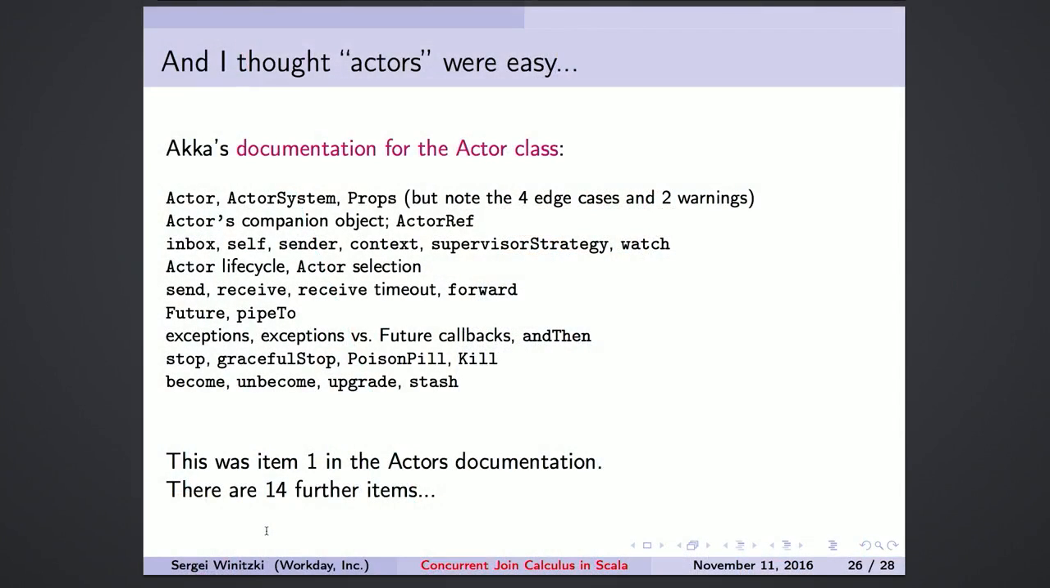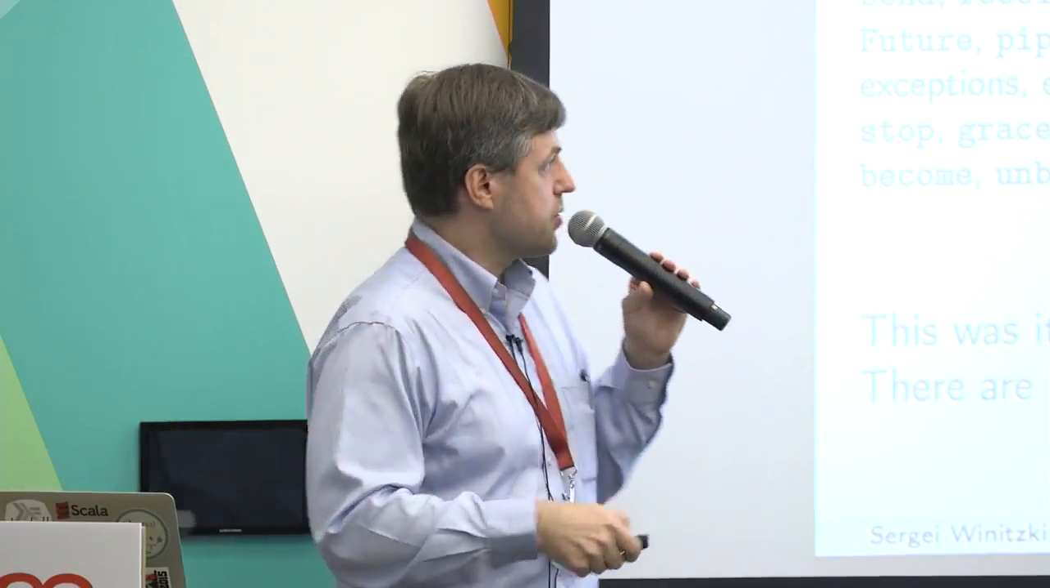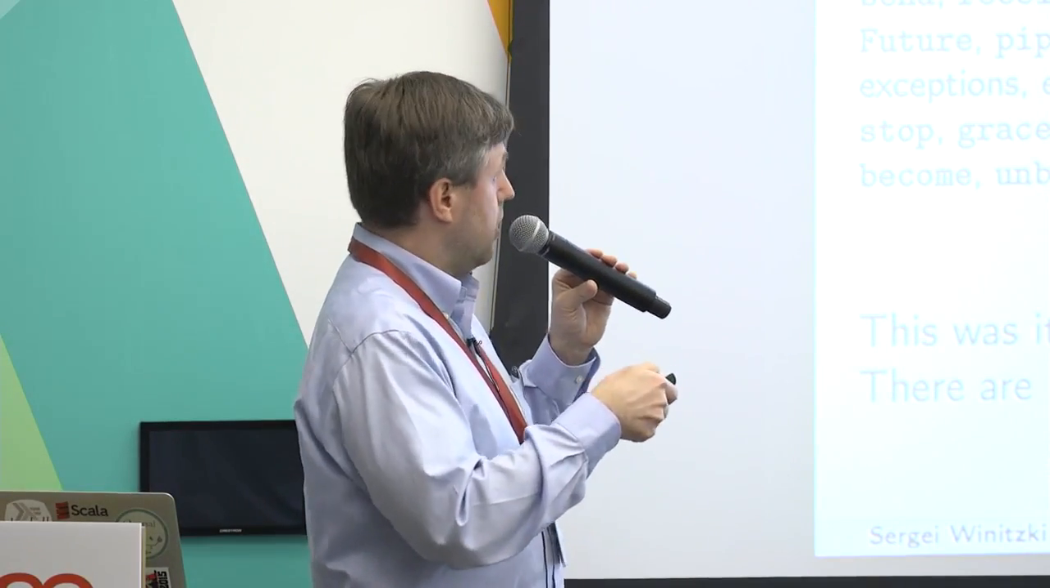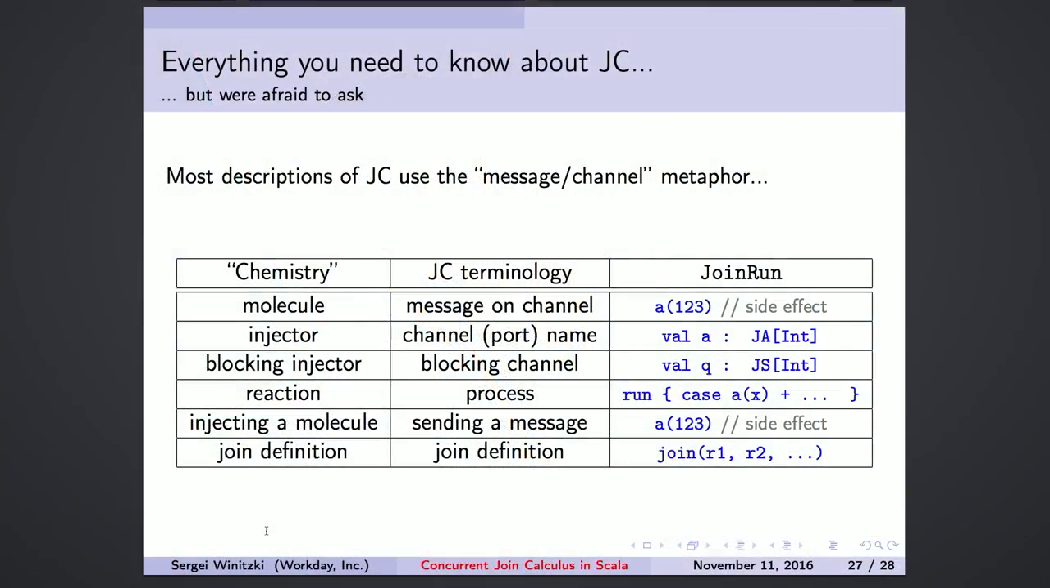But actors are kind of complicated. I mean, this is the documentation for the actor class, and these are the things you need to understand. Okay, all these things, you need to understand them. And that was item 1. And there are 14 further items in the documentation. So that's kind of complicated. If you compare this with, this is what you need to know about joint calculus, that's all. These are the concepts, these are the syntax, that's it. You're good to go, you'll just use it.